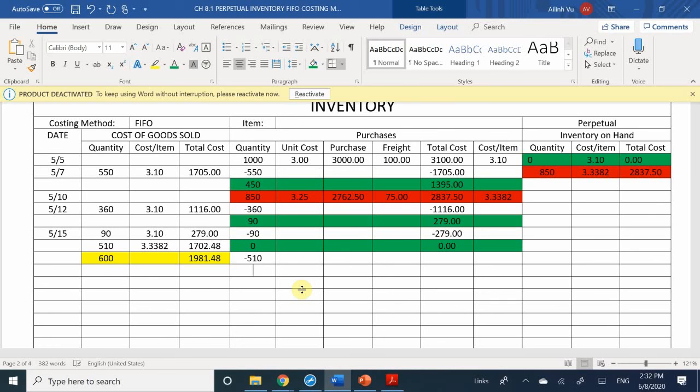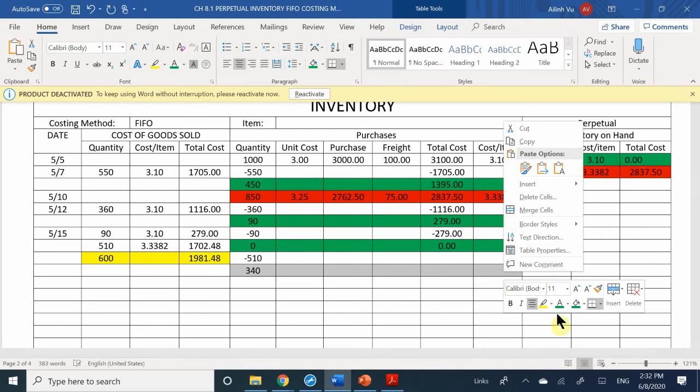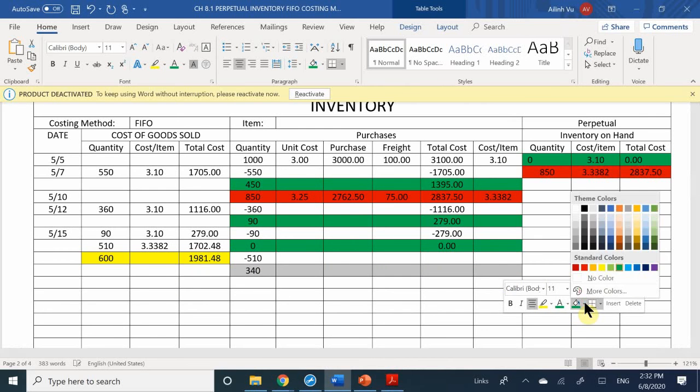So if I take 850 and I subtract 510 from there, I should get what? 340 left. 340. That's correct. And I'm going to indicate this as my red batch, which is my second batch. Okay, so red, this one.